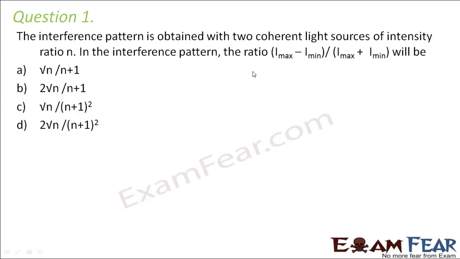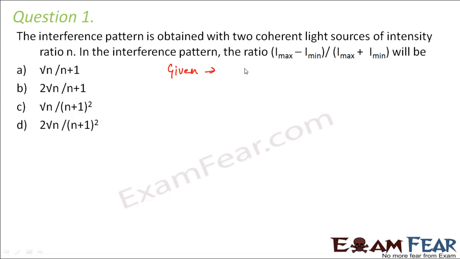Question number 1. The interference pattern is obtained with two coherent light sources of intensity ratio n. In the interference pattern, the ratio I max minus I min divided by I max plus I min will be. So we have already learned about the concept of interference and what happens when two waves from coherent sources interfere. Now here in the question, let's first see what is given.